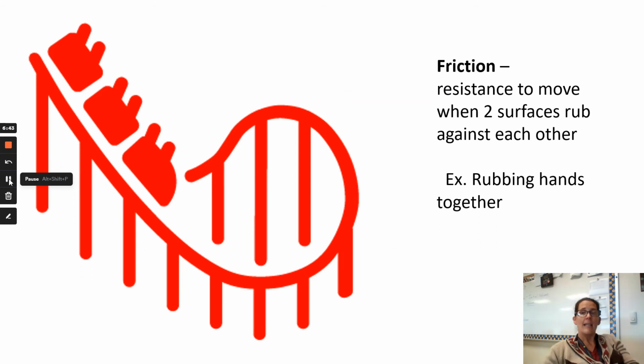Friction is a resistance to move when two surfaces rub against each other. An example would be rubbing your hands together. Or say you're trying to push a heavy box across the floor or maybe carpet. The friction of the box and the floor might make it harder for you to push something.